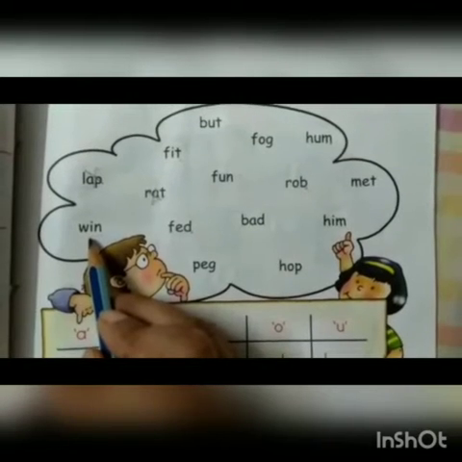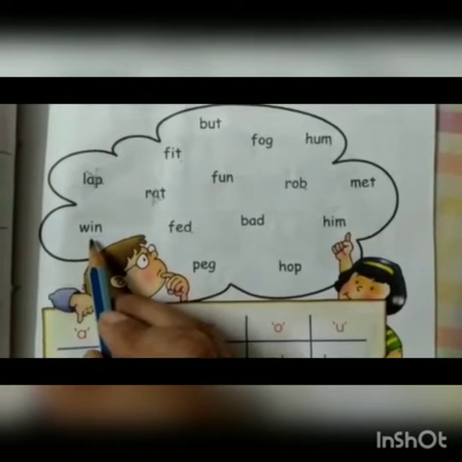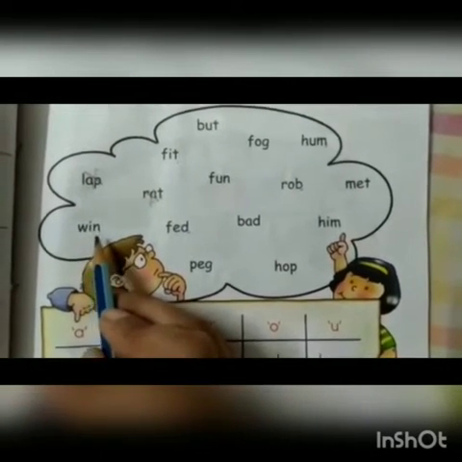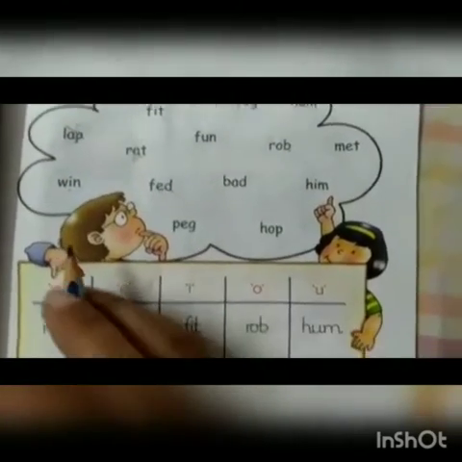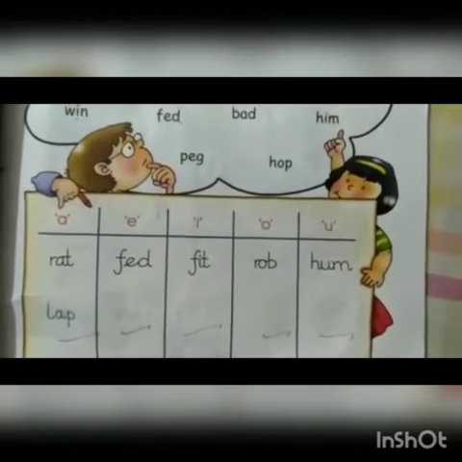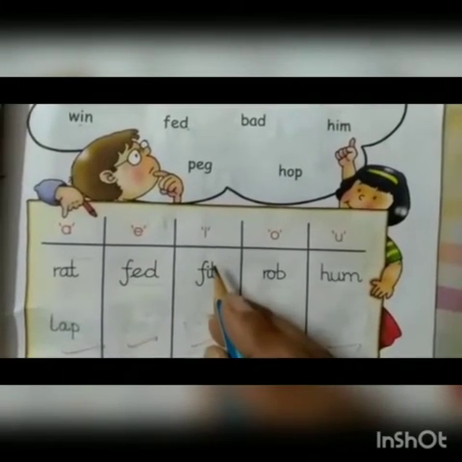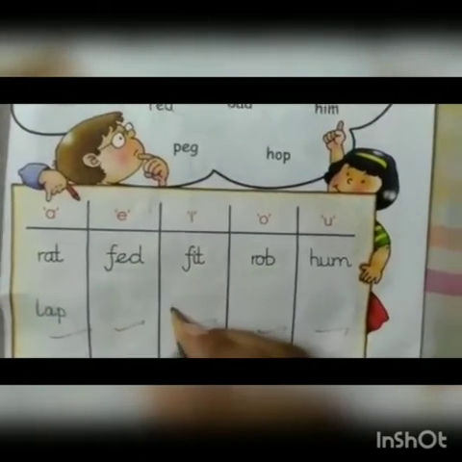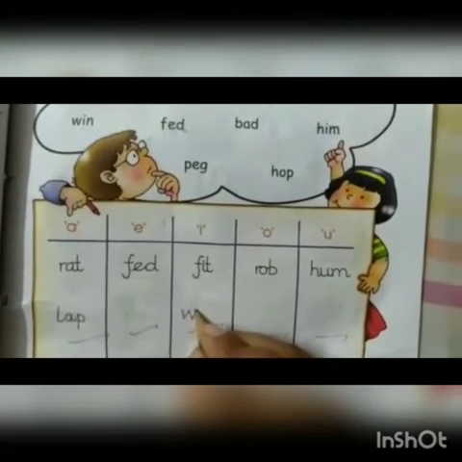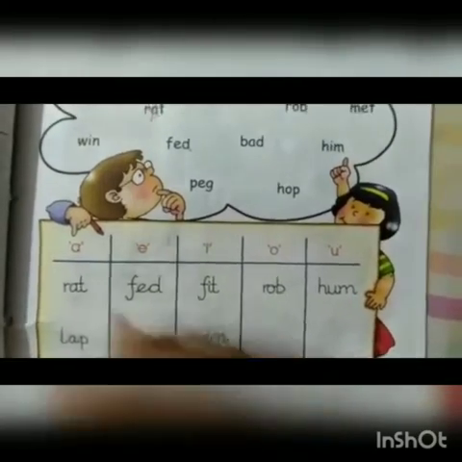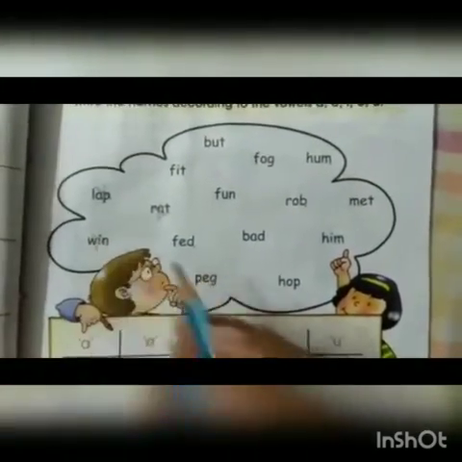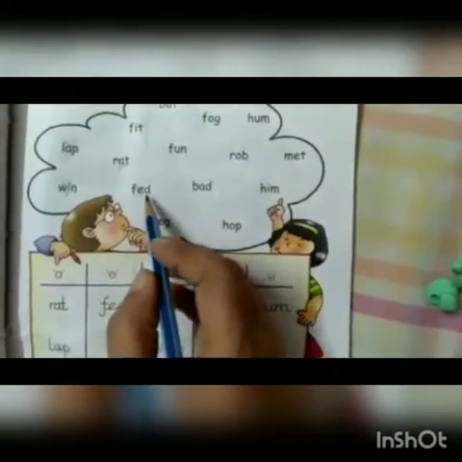Which name is this? Win. Which vowel used in win? I vowel. So we will write this name in I vowel column. Win. W I N, win. Come to the next.